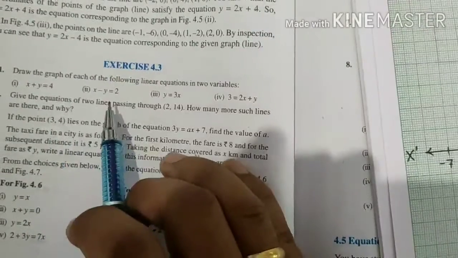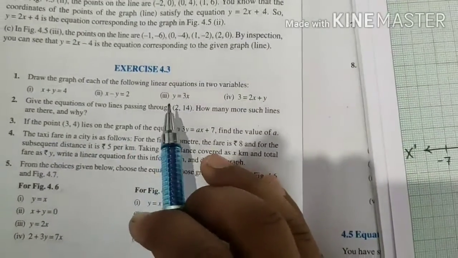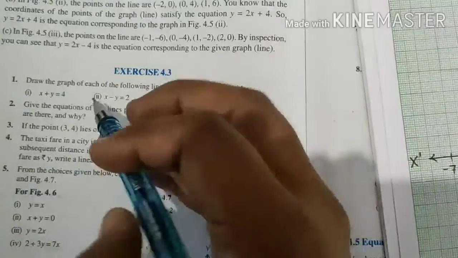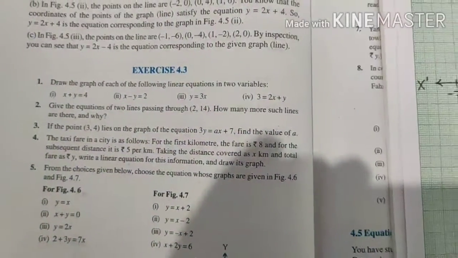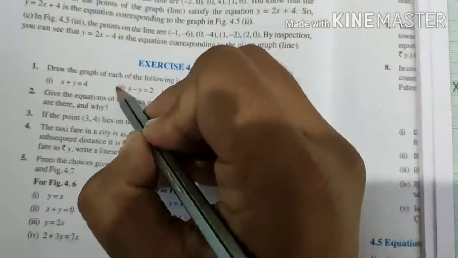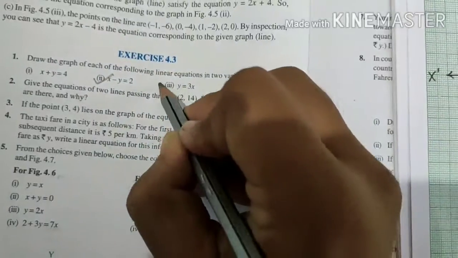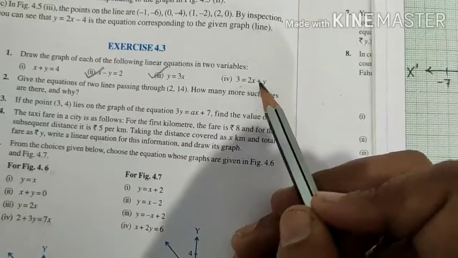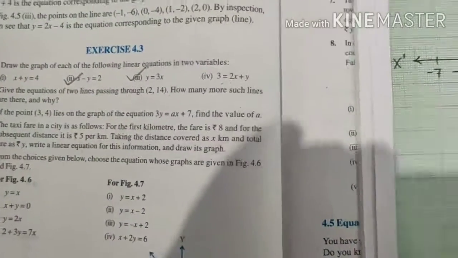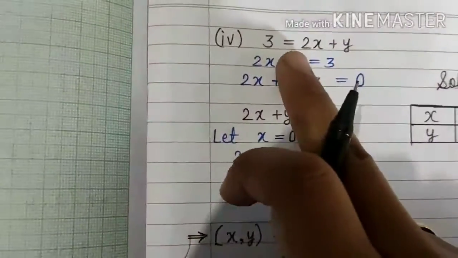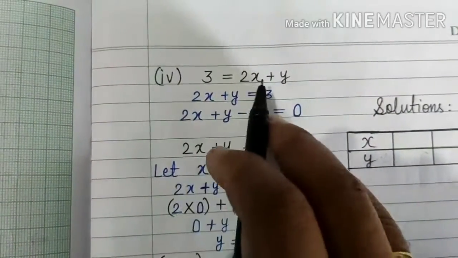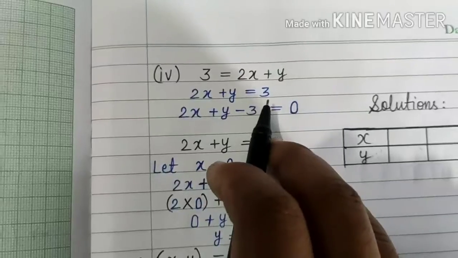Now in the book another part is given, x minus y equals 2, then the third part y equals 3x, and the last part 3 equals 2x plus y. You can solve part second and part third as homework. This fourth part we will solve here, that is 3 equals 2x plus y. So how can we write this one? Just look here. 3 equals 2x plus y we are solving. We can write this equation in this way also, 2x plus y equals 3. There will be no problem at all.